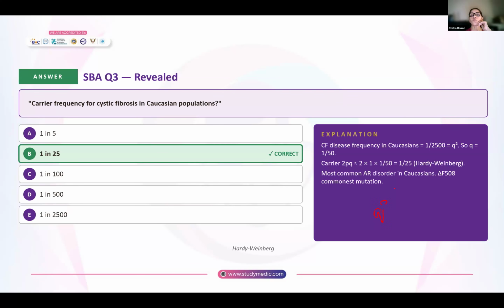So here q squared, or the disease frequency, is 1 in 2500. So q squared is 1 in 2500, so q becomes 1 in 50. And then you can replace that in this equation. So 2pq is equal to 2 into 1 into 1 by 50. That is 1 in 25. Okay.